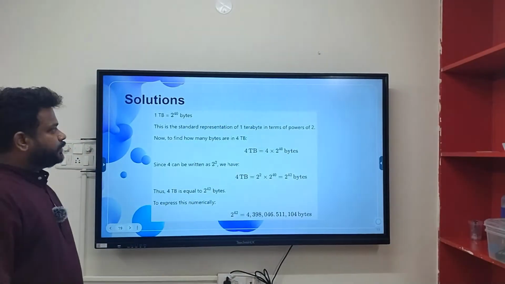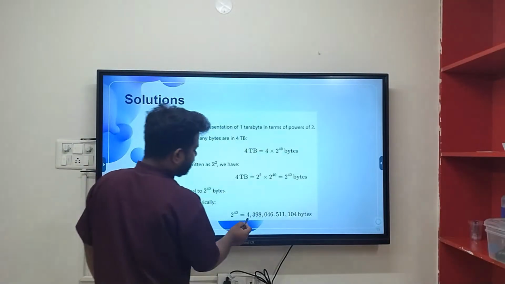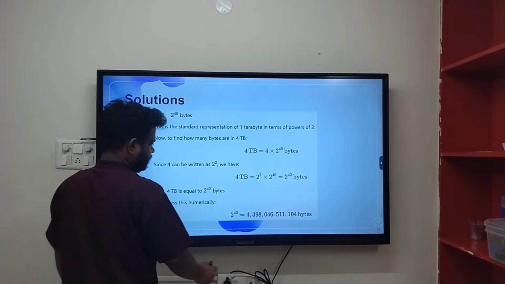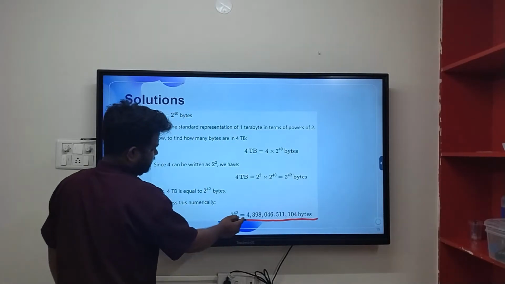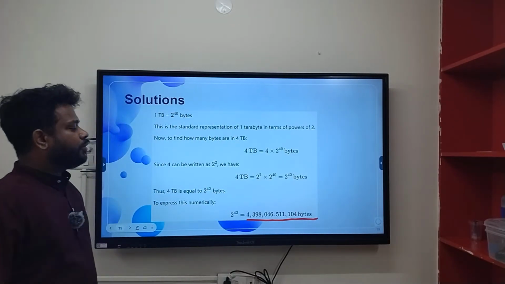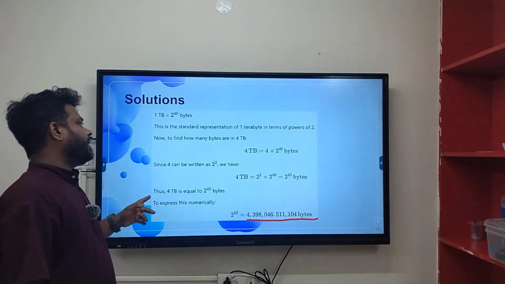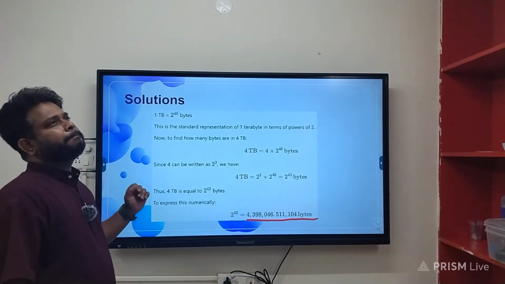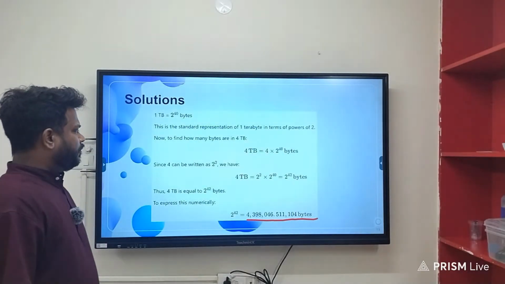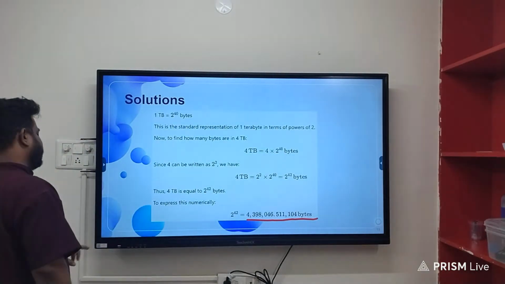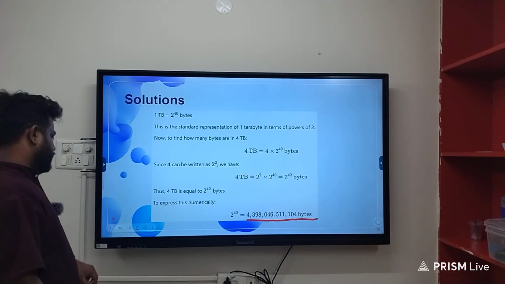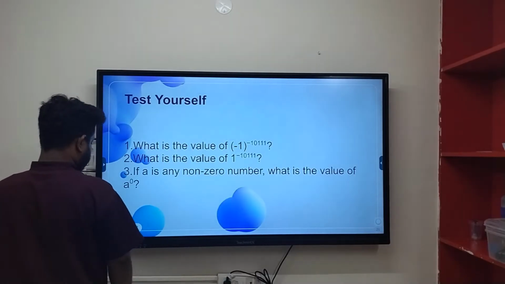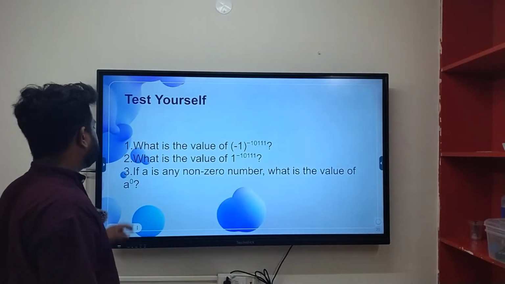You can see it. They have just put the real value of the bytes. We know that 1 terabyte means 1024 gigabytes maybe. So they just put the real value of the bytes. Okay, and let's go to the next one.